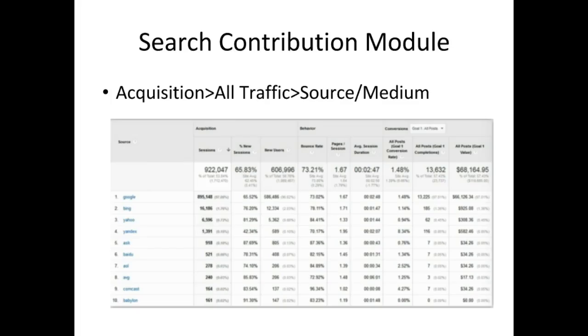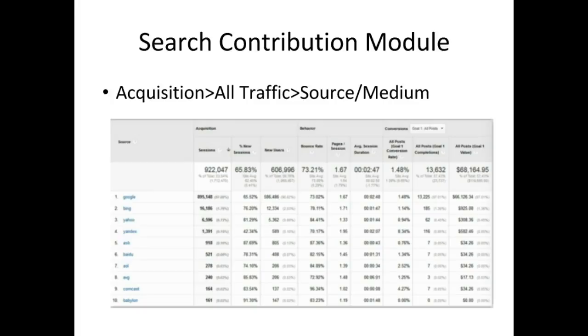Right? So the first thing that I want to show you is this search contribution model. If you go to acquisition, all traffic, and then source medium, this is what you're going to see. And we see the ABCs, right? Acquisition, behavior, conversions. So you say, oh, perfect. I'm just going to cut and paste this chart right into my report. And everyone will understand it. Everyone will know it and love it. And the answer is no, they won't.